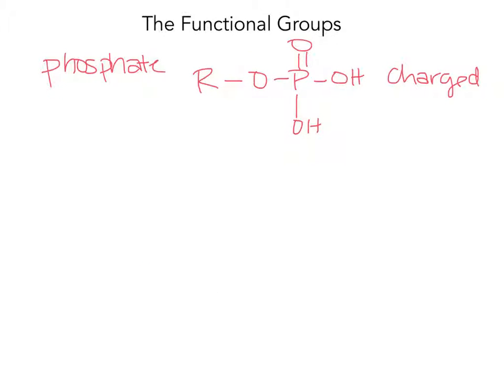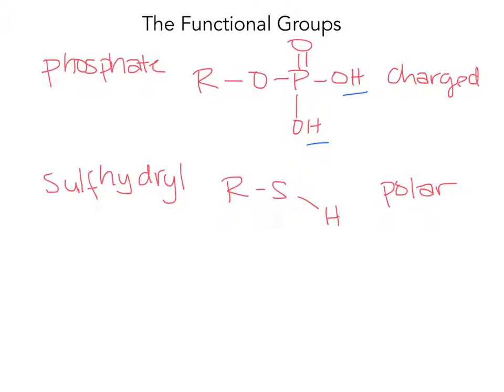Now we have the phosphate functional group, which has a phosphate attached to a whole bunch of oxygens. This functional group is also charged because it can ionize and release H+ ions. And since phosphate groups can release these H+ ions from either hydroxyl component of it, it's considered acidic, just like carboxylic acids.